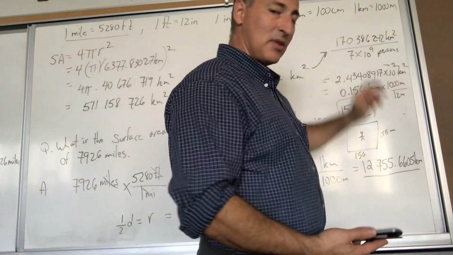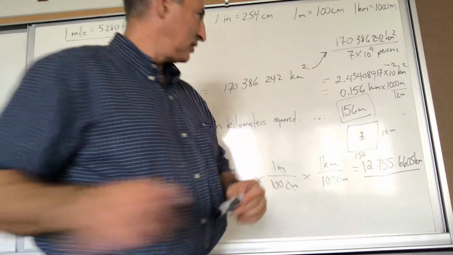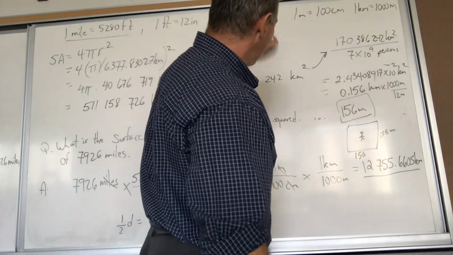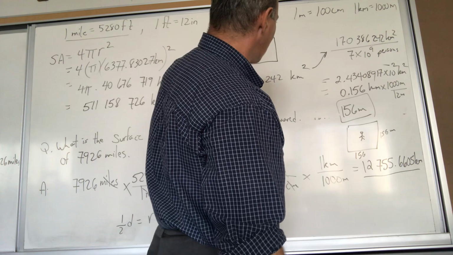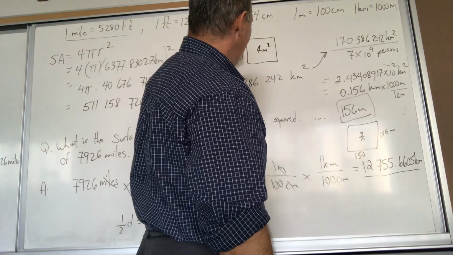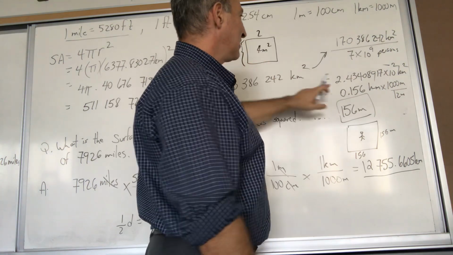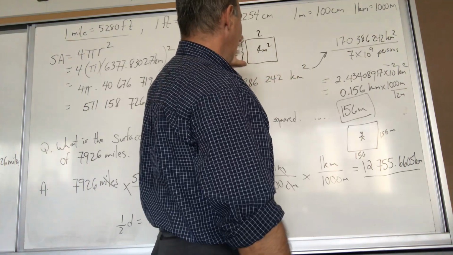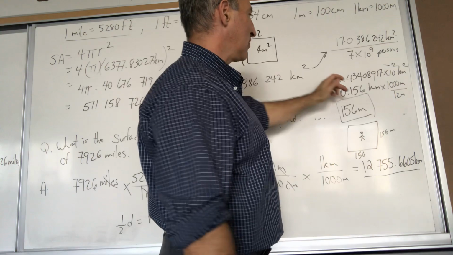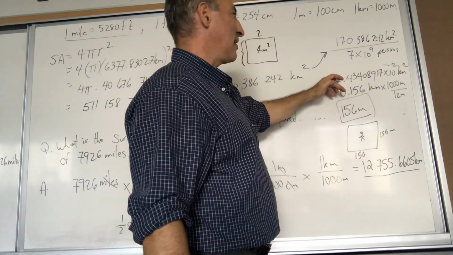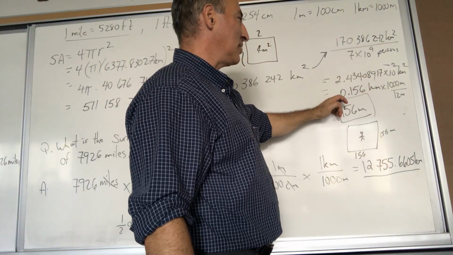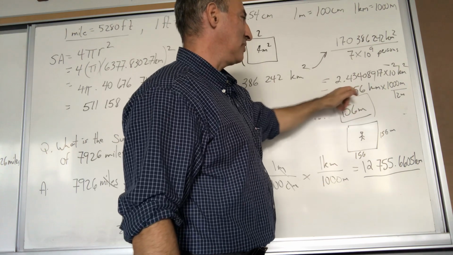Let's take the square root of that, because remember, suppose you had a square that was 4 meters squared. What would be the length of one side? Well, it would have to be 2, because 2 by 2 gives you the 4. So we're going to take the square root of that number to get the length of one edge. It'll give us the length of the edge in kilometers.